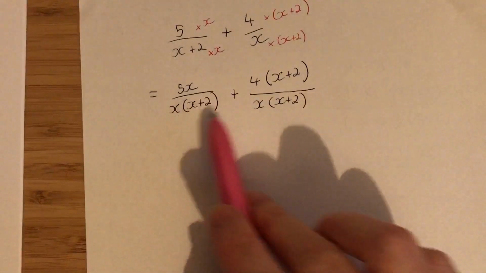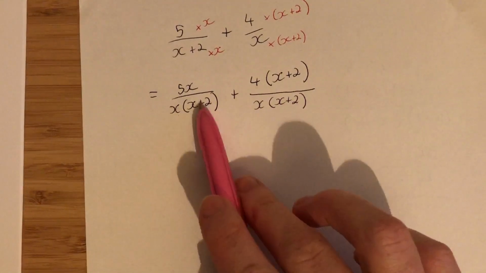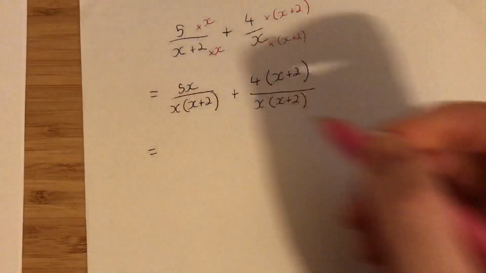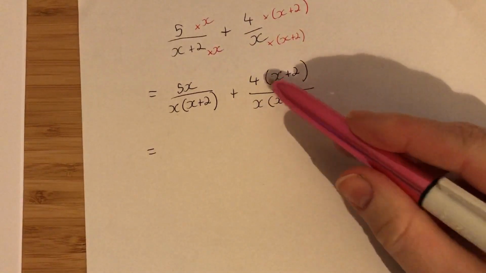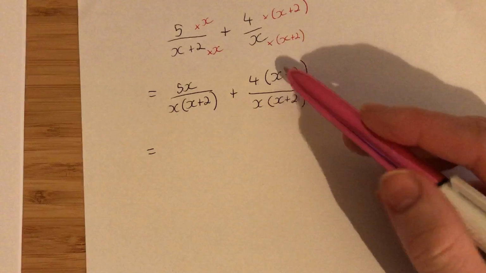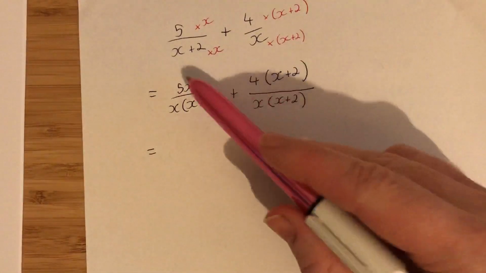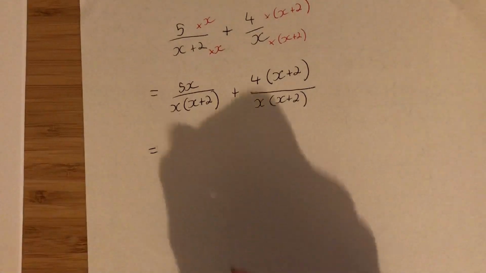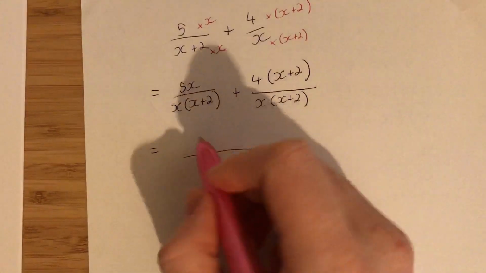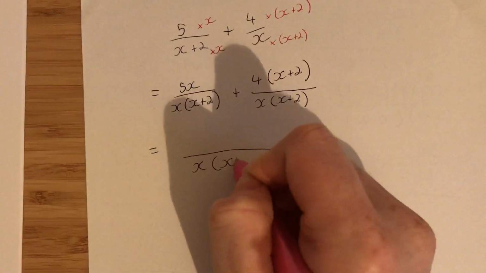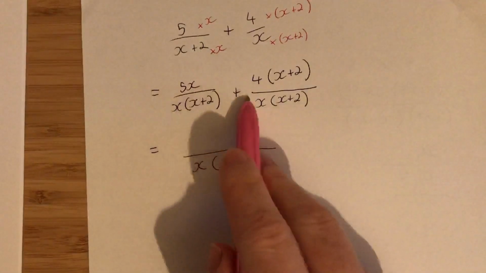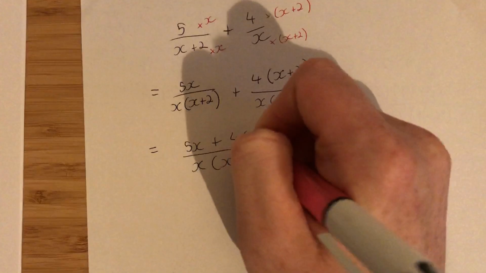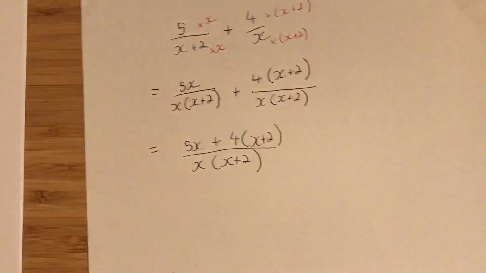So I was saying we don't have to multiply out the denominator because we know it's just going to stay like this, and that's a nice factorised form. You do, however, want to multiply out the bracket on the numerator because when we add them together, we'll be able to simplify the numerators. So we add these together, x brackets x plus 2, we add the numerators together, so 5x plus 4 brackets x plus 2.